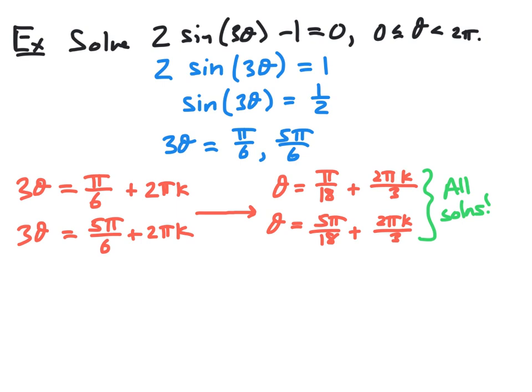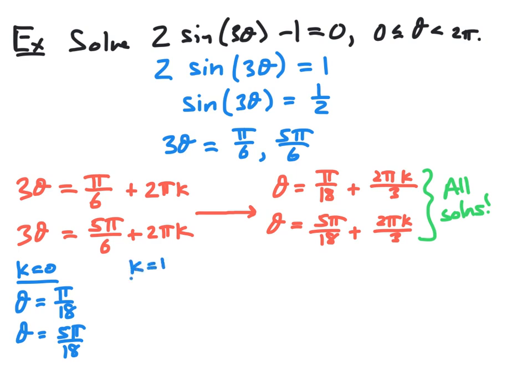Now, in order to determine all of them for theta between 0 and 2 pi, we simply have to start listing out our solutions here. So for example, remember k here is any integer. When k is equal to 0, we simply get theta equals pi over 18 plus 0, and theta equals 5 pi over 18 plus 0, which is 5 pi over 18. And so k equals 0 gives us these two angles, and they both fall in the appropriate range. Both are positive angles and are obviously less than 2 pi.